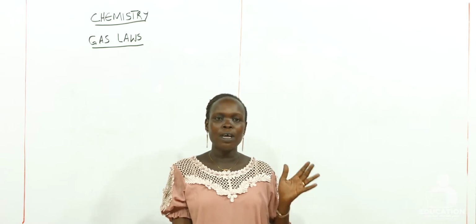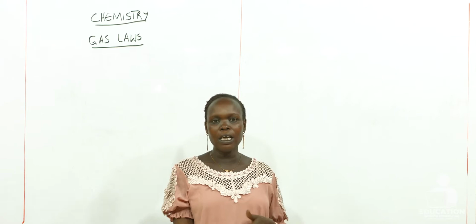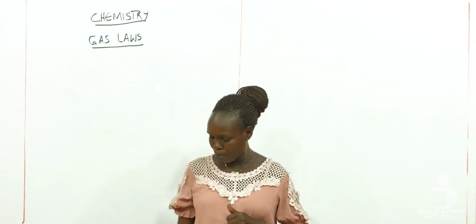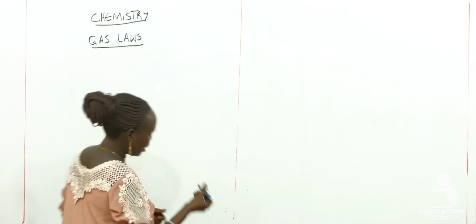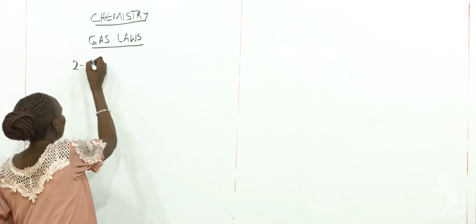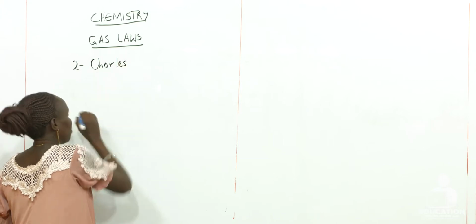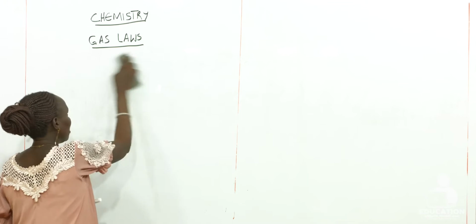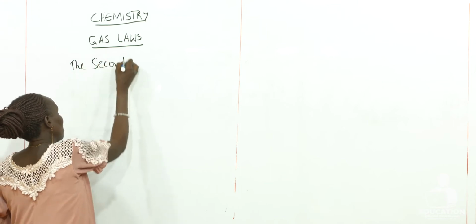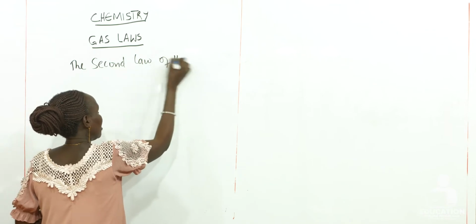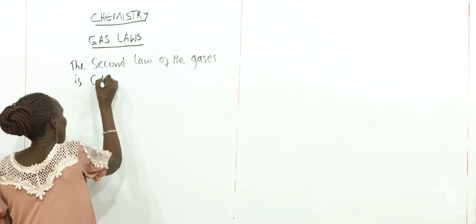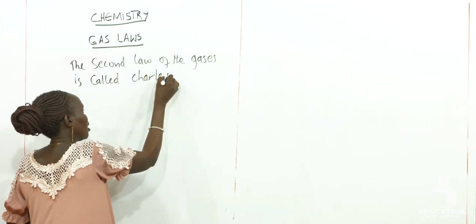So in Boyle's law, the temperature is kept constant, but here in Charles law, the pressure is kept constant. So what changes is the temperature and the volume. So let's put this one down by saying that the second law of gases is called Charles law.